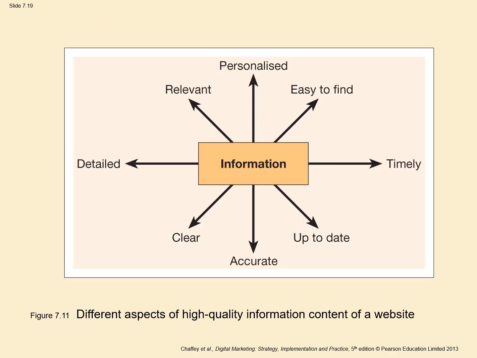Then what are the requirements of high quality information content on a website? The first one, it should be clear. So it should be easy for our customer to comprehend. And then it should be accurate. It means that there is no mistyping, there is no misspelling or something. And up to date means that you have to make sure that all the information is up to date. You have to always update the stock, update the price, and if there is a change, you have to make sure that you change it in real time.